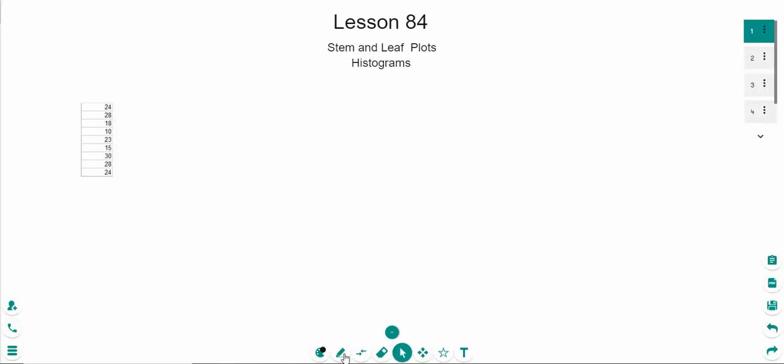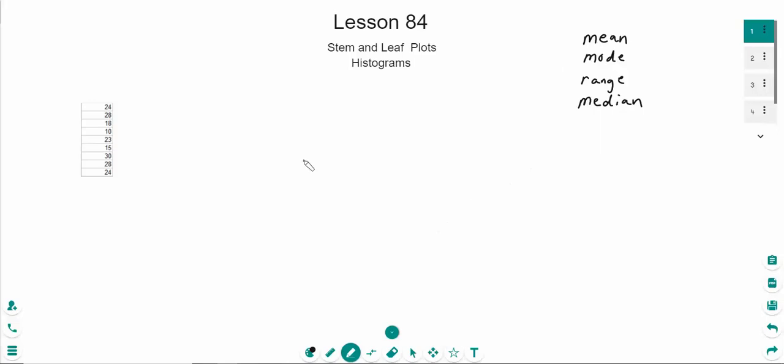So you recall in previous lessons, we've learned how to find the mean of a data set. We've learned how to find the mode of a data set, the range of the data set, and then finally the median, right? So we've learned how to find these four things given a data set.